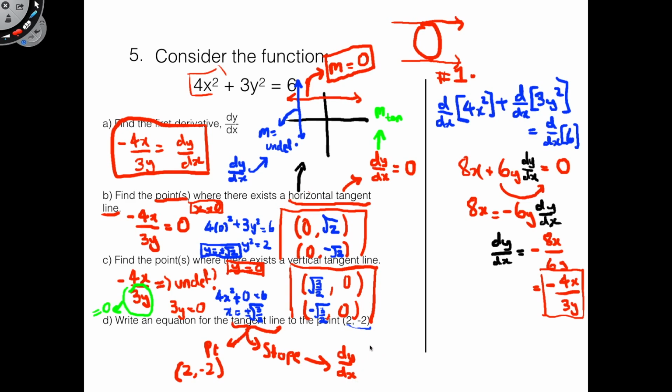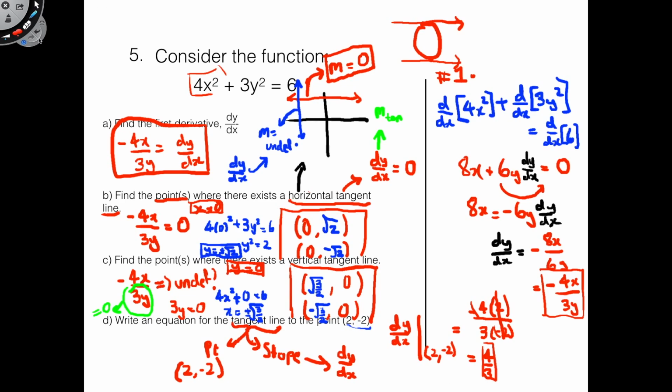So the first thing we're going to do is find the slope of this tangent line at the point. So dy/dx evaluated at negative 2, negative 2 is basically negative 4 times 2 over 3 times negative 2. And if you think about it, these 2 just cancel out, and the negatives also cancel out, so you're just left with a slope of 4/3, which works out quite nicely.